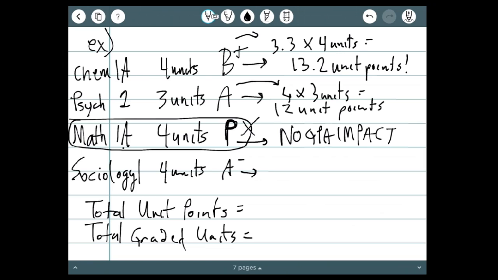Let's say you took Sociology 1. That was 4 units, but you got an A minus, which is awesome. An A minus, if you recall, is 3.7 points. And the class itself is worth 4 units. So if we do the math here, 3.7 times 4 is going to be 12 plus 2.8, which is 14.8. You'd end up getting 14.8 unit points.